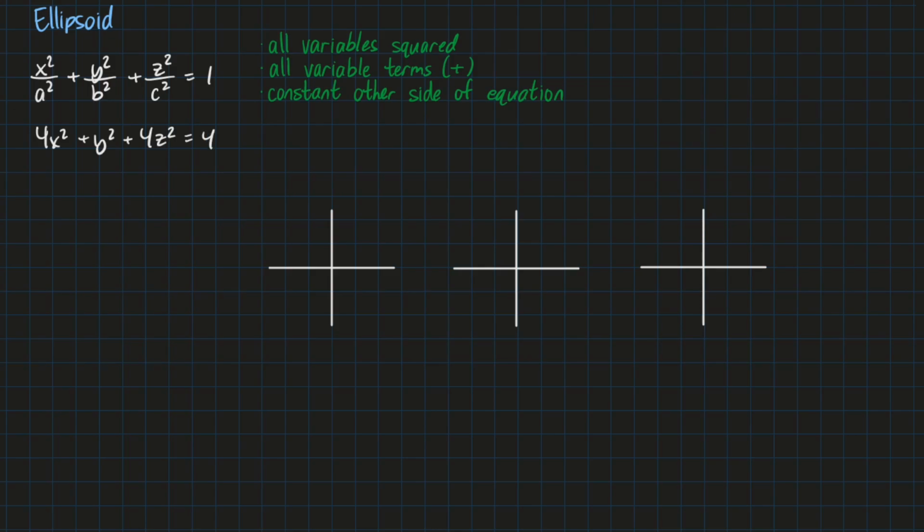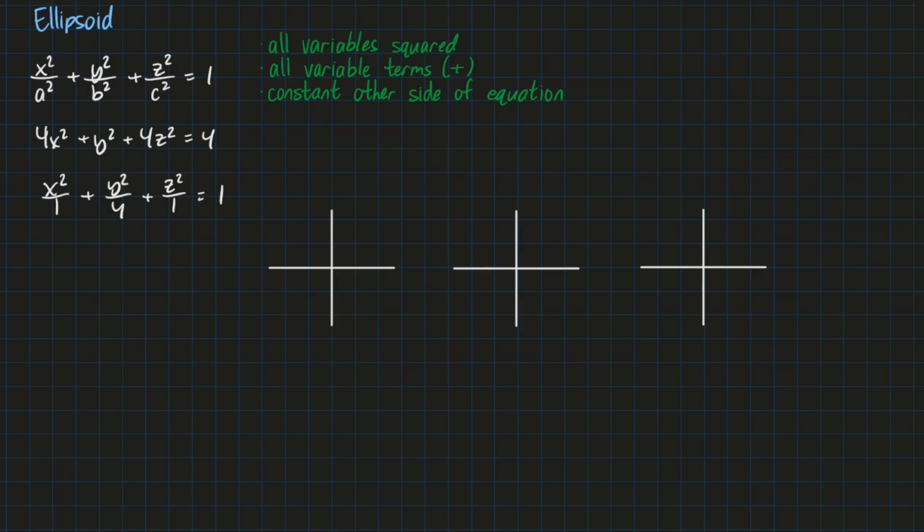So first, let's put this in standard form. You don't always have to do this, but it is easier to graph and see what's going on. So if we divide everything by 4, we're left with the equation x squared over 1 plus y squared over 4 plus z squared over 1 equals 1. So now we have the ellipsoid equation in standard form.